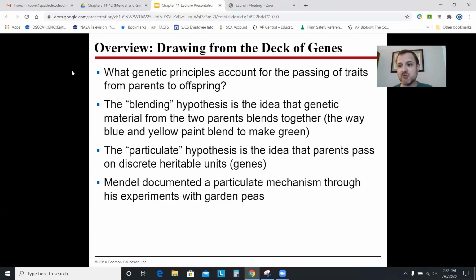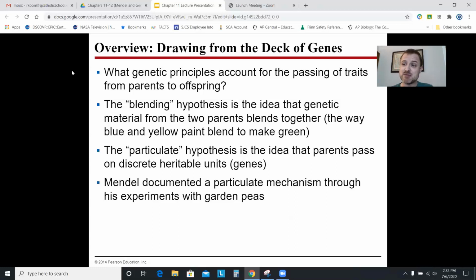And there are examples of that, with human skin color. If two parents are different ethnicities and they have a child, it's sort of like the skin color is a mix. The particulate hypothesis would be that the units of heredity, which we call genes, are distinct and you don't get blends in between. With Mendel's pea plants, for example, they had purple flowers or white flowers only. You didn't get light purple. It was either purple or it was white. Mendel's experiments gave evidence for the particulate mechanism, which is what we mainly go with. We think of the blending examples as the exception to the norm.